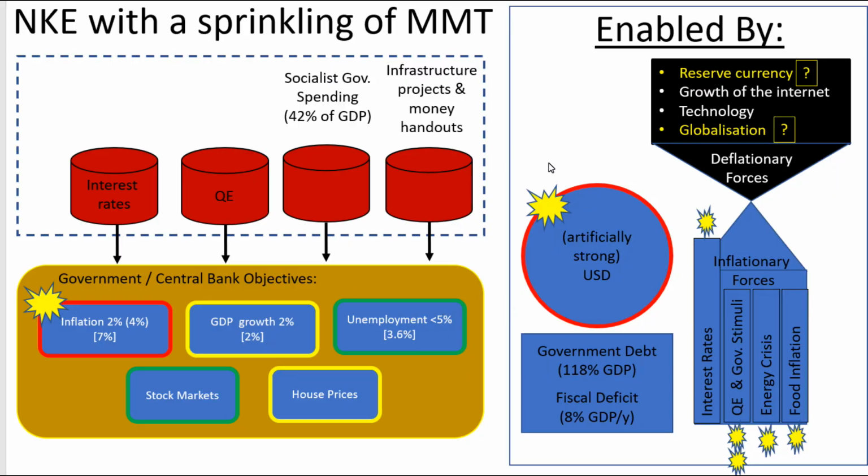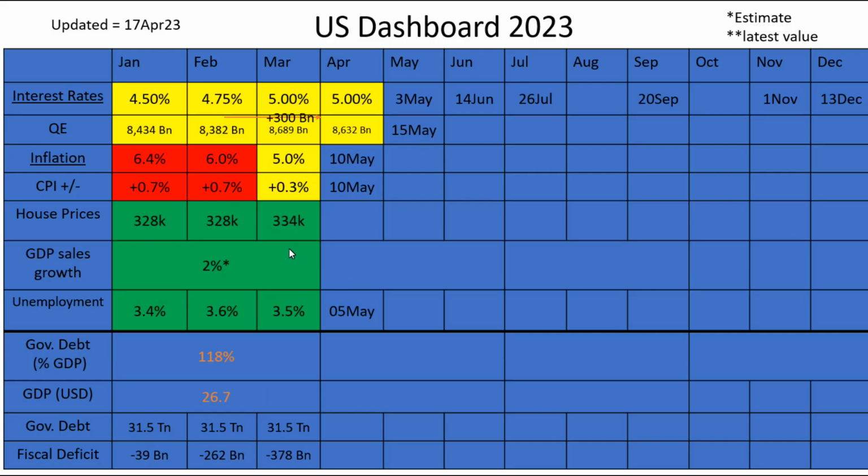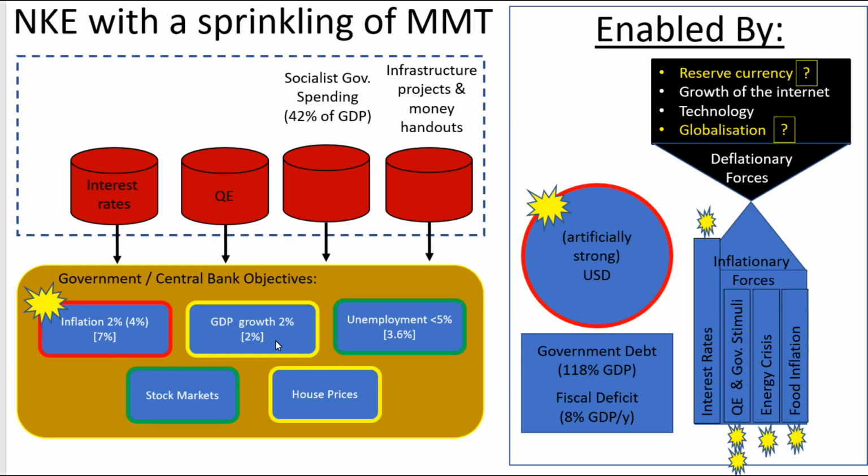So I summarized new Keynesian economics here, and this is actually the dashboard that I use to assess the most important macro indicators. Here's the raw numbers here, but we can see that with the important ones, inflation is currently high. The official target for inflation is 2%, but actually I think they'd be quite happy with 4% because that way they could inflate away the government debt without the whole show breaking down. Well, currently inflation is 7%.